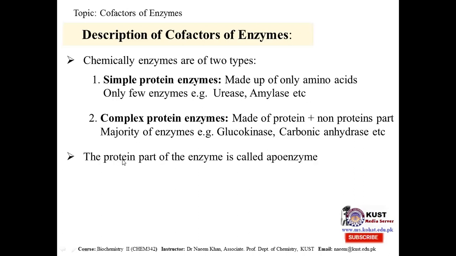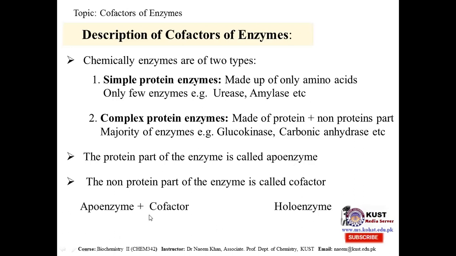In the case of a complex protein enzyme, the protein part of the enzyme is termed the apoenzyme. Apoenzyme is the word used for the proteinous part of the complex protein enzyme. The non-proteinous part of the enzyme is known as the cofactor. What is a cofactor? A cofactor is the non-proteinous part of the complex protein enzyme. Complex protein enzymes are made up of a proteinous part known as the apoenzyme and a non-proteinous part called the cofactor.